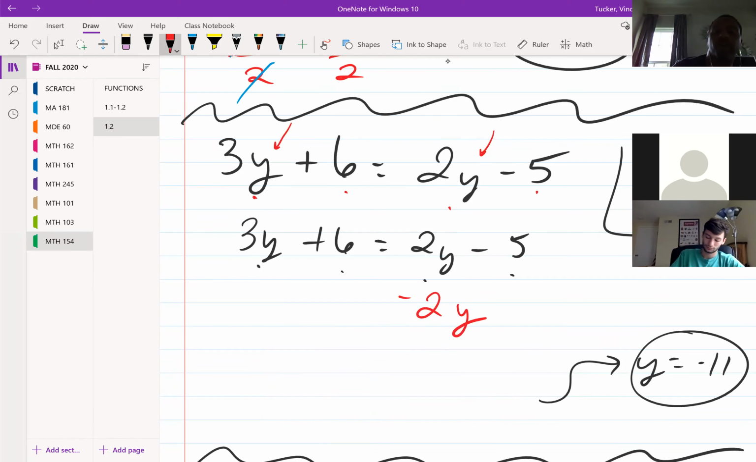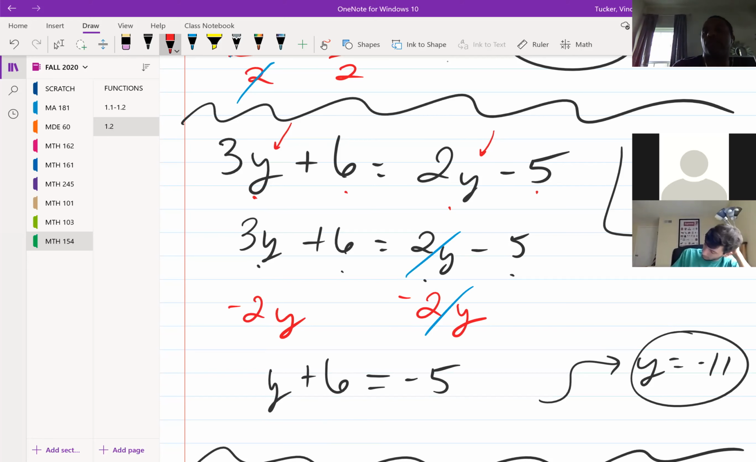So I'm going to subtract 2y from both sides. Once again, I want to get all of my terms with y on one side, all of my terms without y to the other side. So 2y minus 2y cancels on the right. 3y minus 2y is 1y.